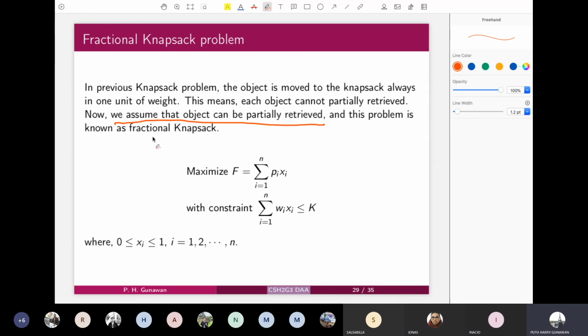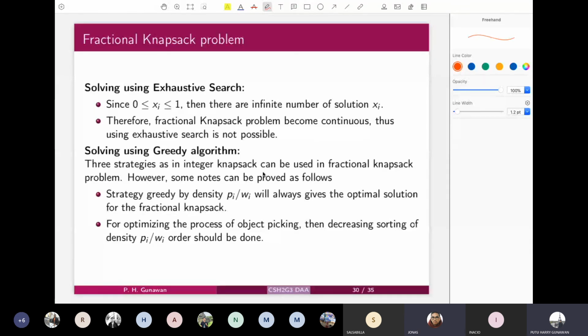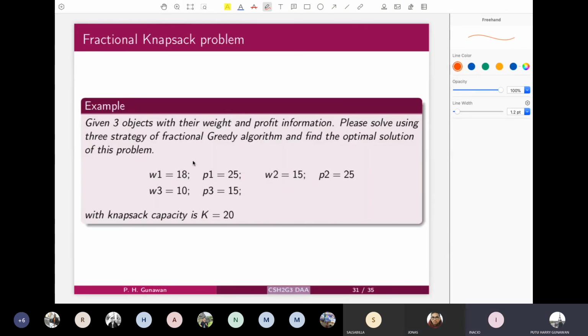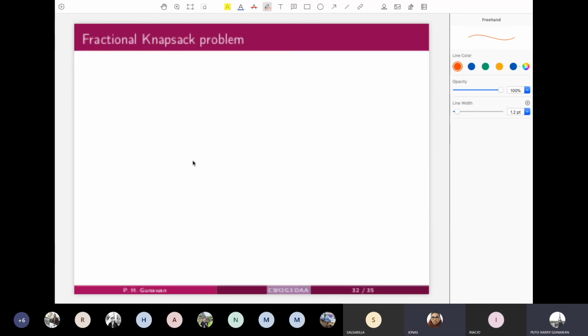So this problem is called the fractional knapsack. You can read this one. Now this is the fractional knapsack, so this is the problem. Go back to this one. I need to make the table first.